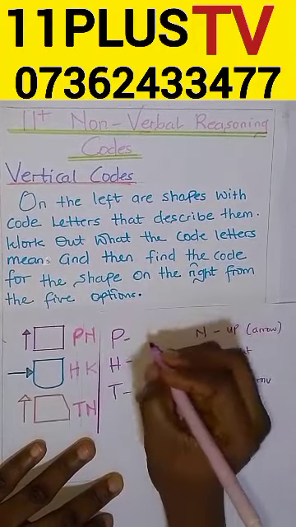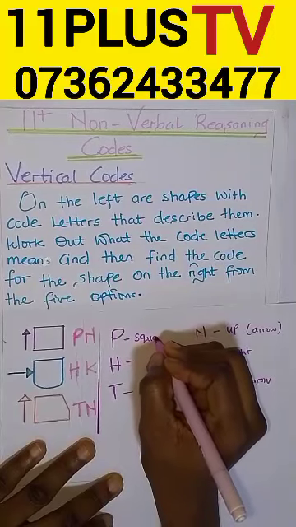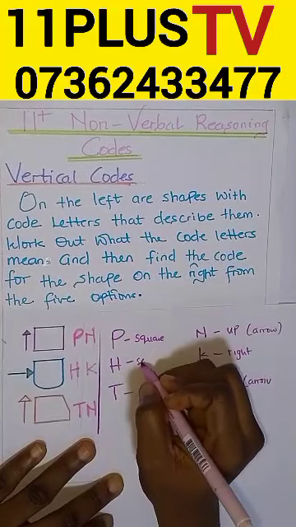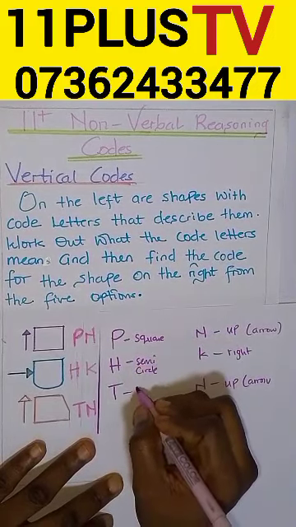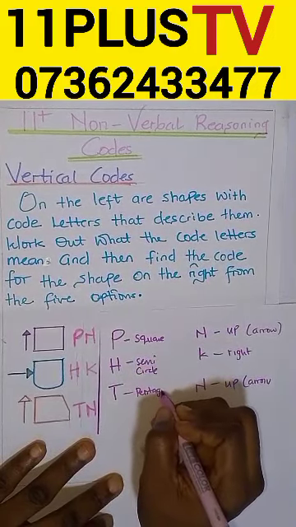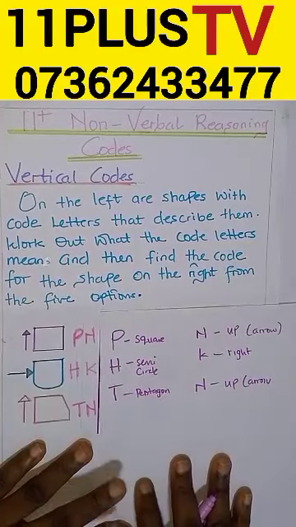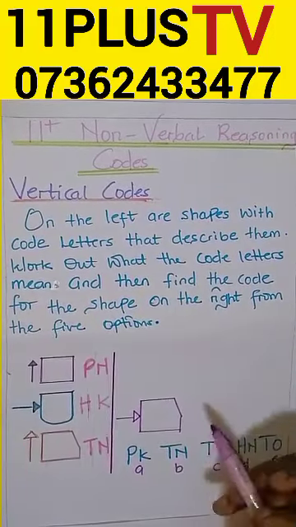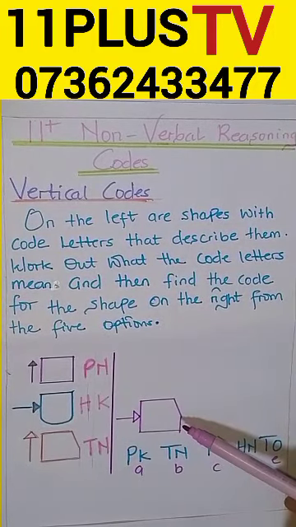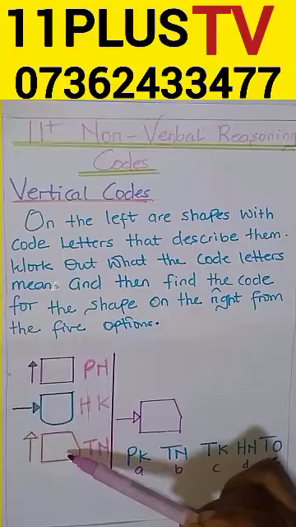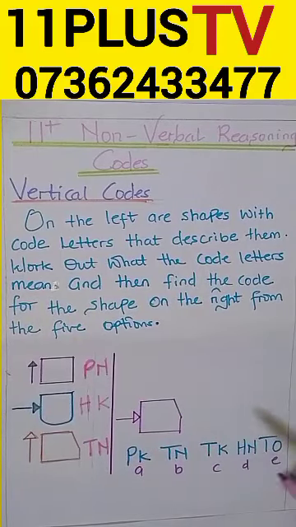P represents square, H semicircle, and T pentagon. Let's check the question. For the question, the first pair of letters is talking about the bigger shape, and you have a pentagon, which is T.